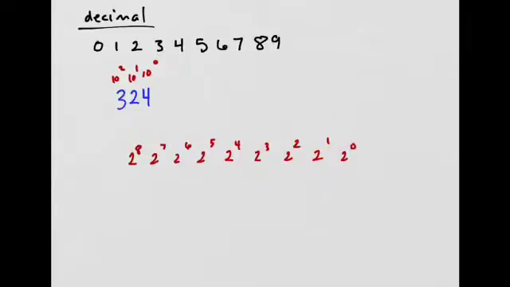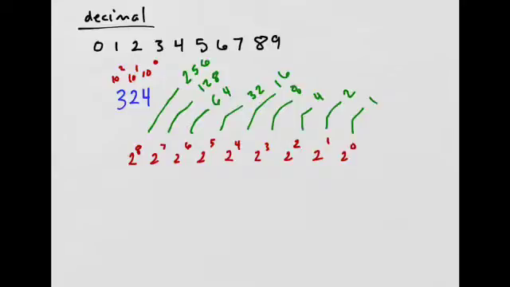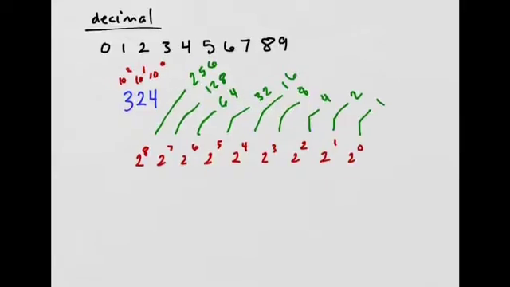So a quick way to convert 324 to binary would be to know what these powers of 2 actually are. And I'm going to write them out real quick. You don't have to know this. I mean, you can. It's really easy to figure out. But I'm going to write out the powers of 2, and it will help me convert. So those are all the powers of 2.